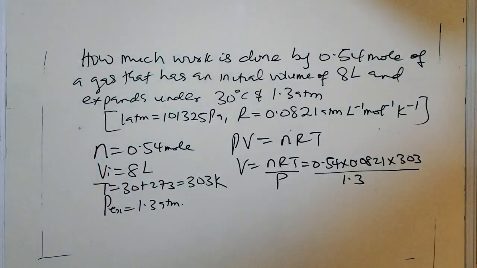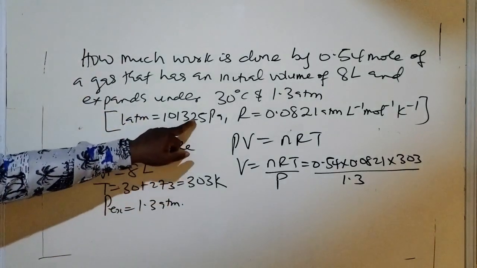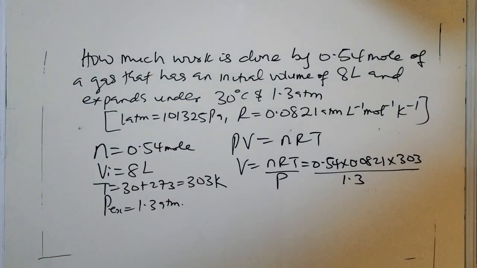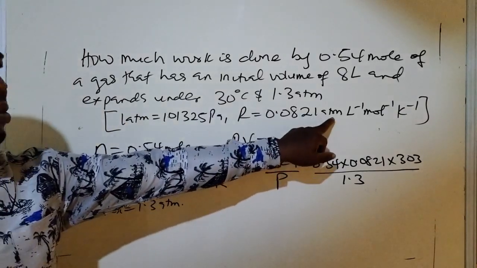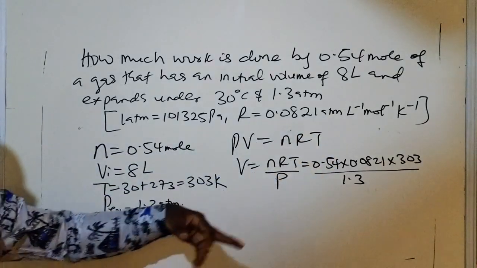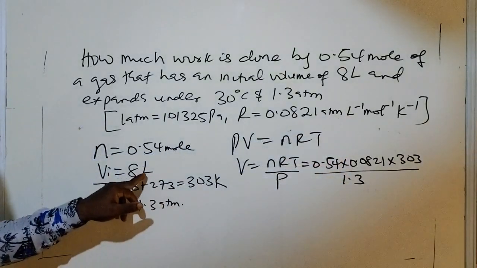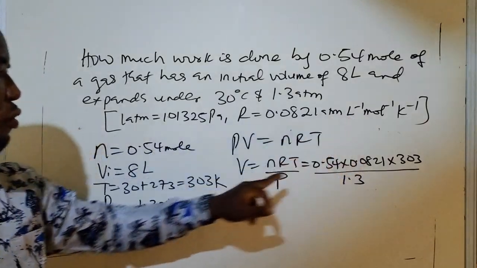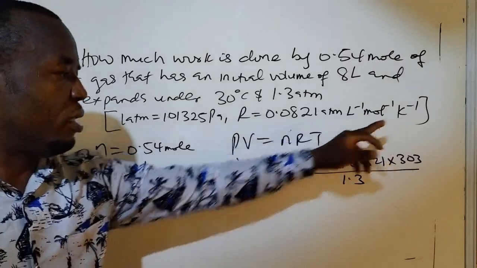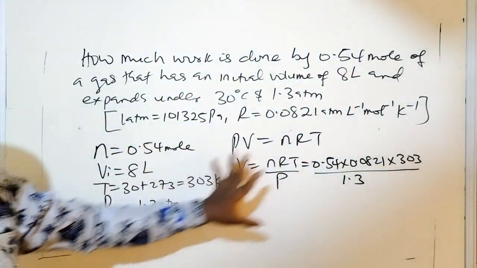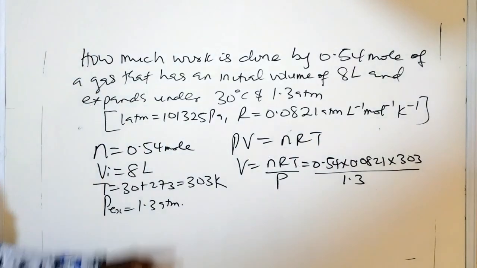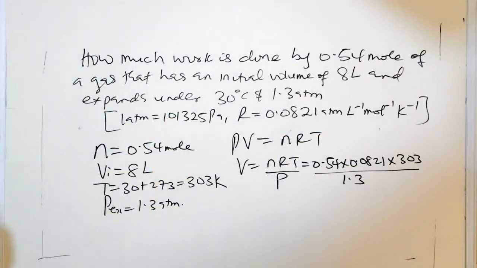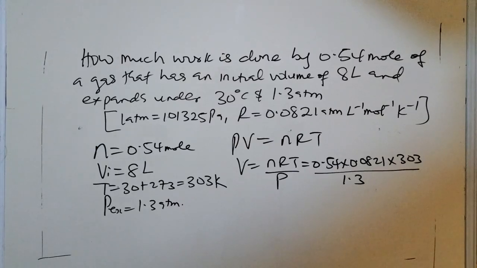So somebody may wonder, why didn't I convert the pressure to pascals? Because if you look at the unit of the constant given to you, atmosphere reflects pressure, liter reflects the volume, mole reflects amount, Kelvin reflects temperature. So no need to convert because they are all uniform. So you don't convert to pascals. So when you solve, after evaluating that, the volume is going to be 10.33 liters.